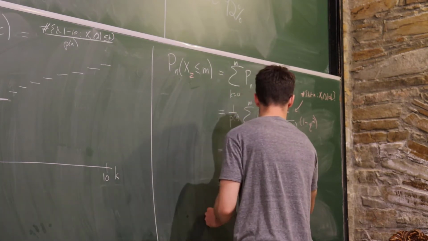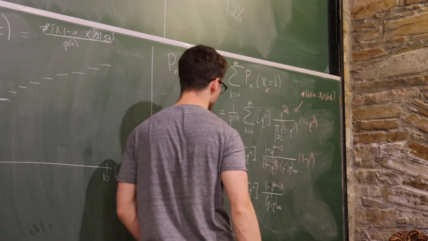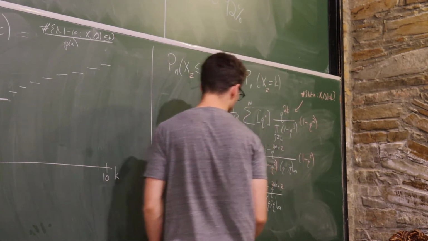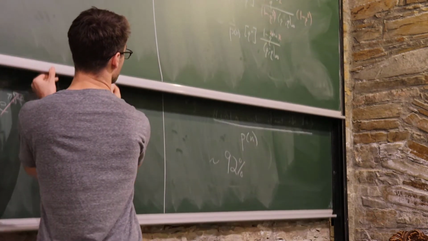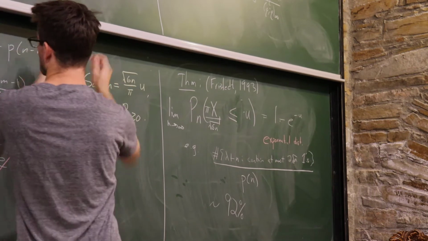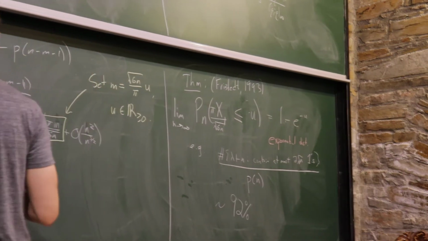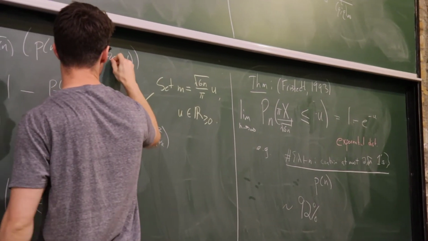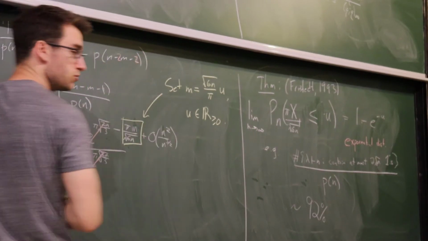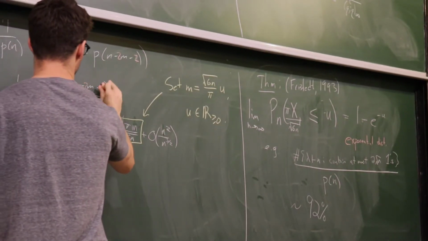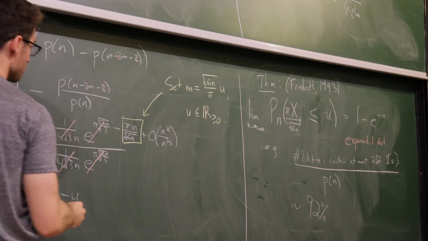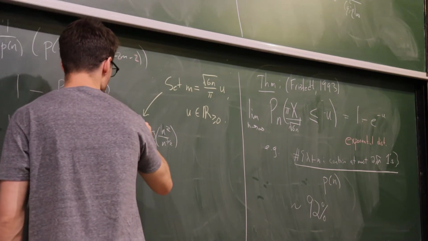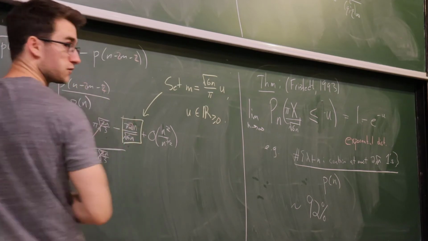Right, and this should be 1 minus q squared. So this and this cancel. We get this guy. And now I'm going to have p of n minus 2m minus 2 here. And then here, what's going to happen is that I'm going to get actually a 2m here. So I get an extra factor of 2 there.